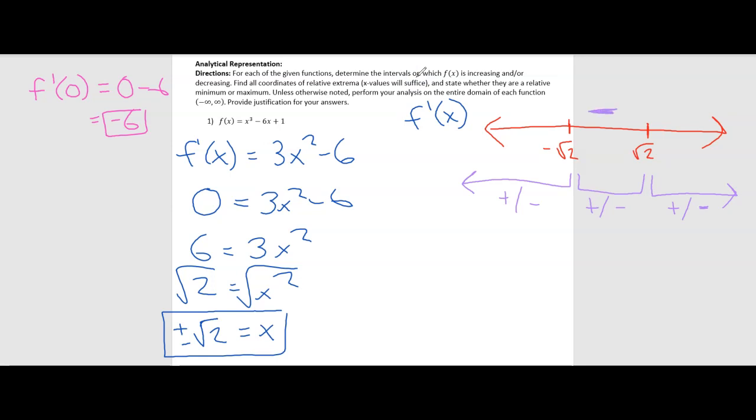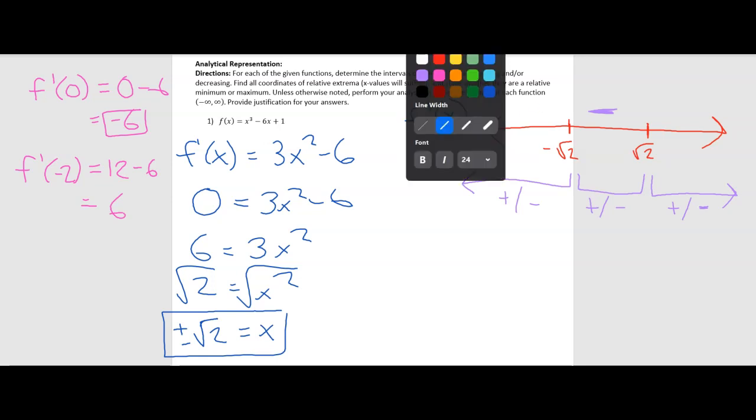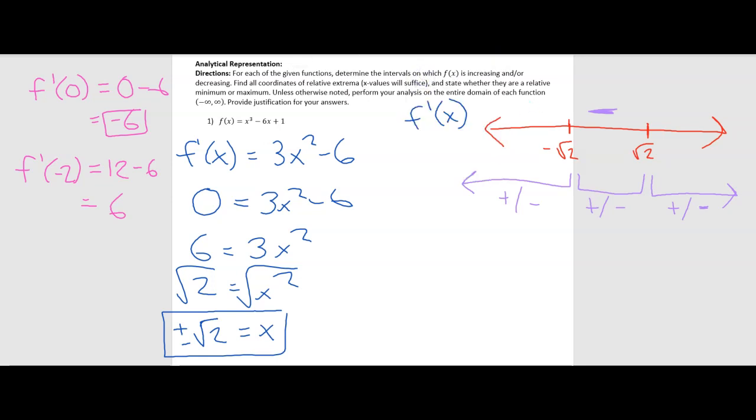If I want to test a number somewhere over here to the left of negative root 2, well, I could just test negative 2. So f prime of negative 2 is equal to 3 times 4, 12 minus 6, which is equal to positive 6. So on this interval, our derivative is positive. And I'll test a number over here. I'll just choose positive 2. So f prime of positive 2 also gives me 12 minus 6, which is equal to 6.